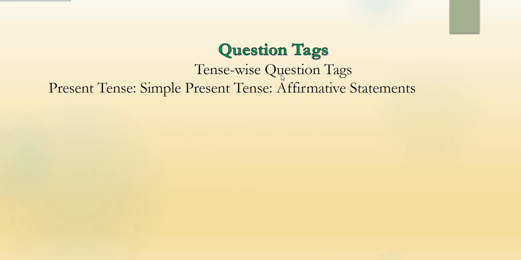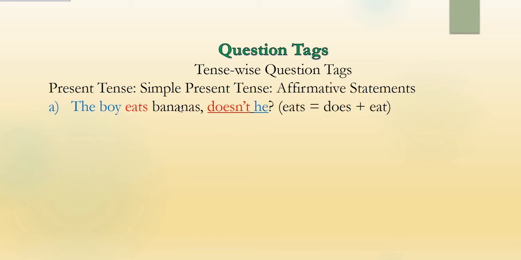Now, tense-wise, we can see question tags. Simple present tense affirmative sentences. Affirmative sentences are nothing but positive sentences. Under each type of tense, I am going to give you examples for both affirmative statements and negative statements. The boy eats bananas. Boy is male, so he is used. But where is does? Under simple present tense and simple past tense only, you should be very careful to convert this root into its auxiliary form and root verb.